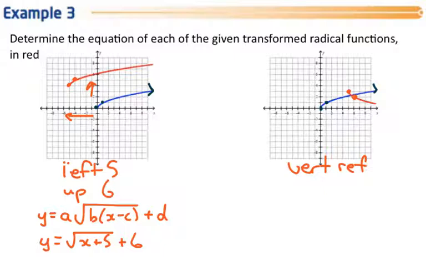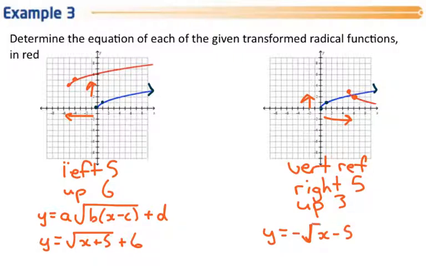Looking from our starting points, we have shifted to the right by 5. And we have shifted up by 3. Filling in our a, b, c, and d, we do have a this time. Vertical reflection would be a negative. No horizontal stretch, so no b. But we will have x minus 5 from that horizontal shift, plus 3.